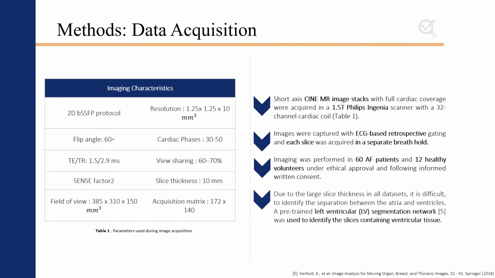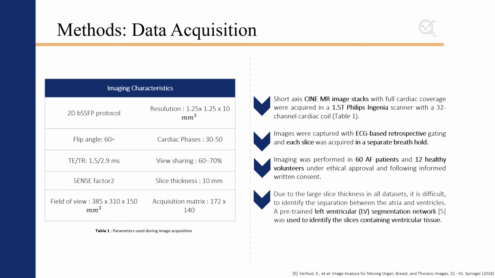Regarding data acquisition, we used a 1.5 Tesla Philips Achieva scanner with a 32-channel cardiac coil to image 60 AF patients and 12 healthy volunteers. All the images are in short axis with full cardiac coverage. They also have a slice thickness of 10 mm, and due to this large thickness, it is difficult to identify the separation between the atria and the ventricles.